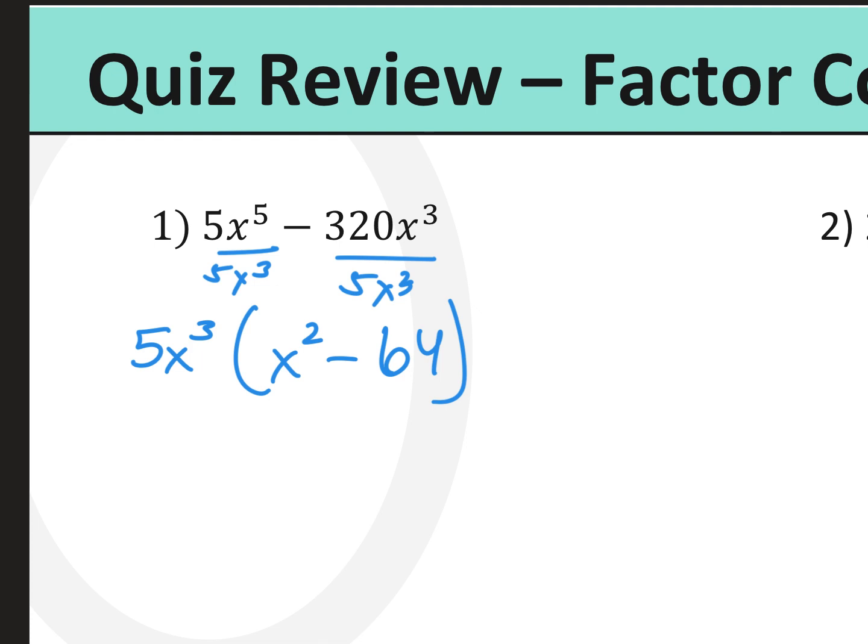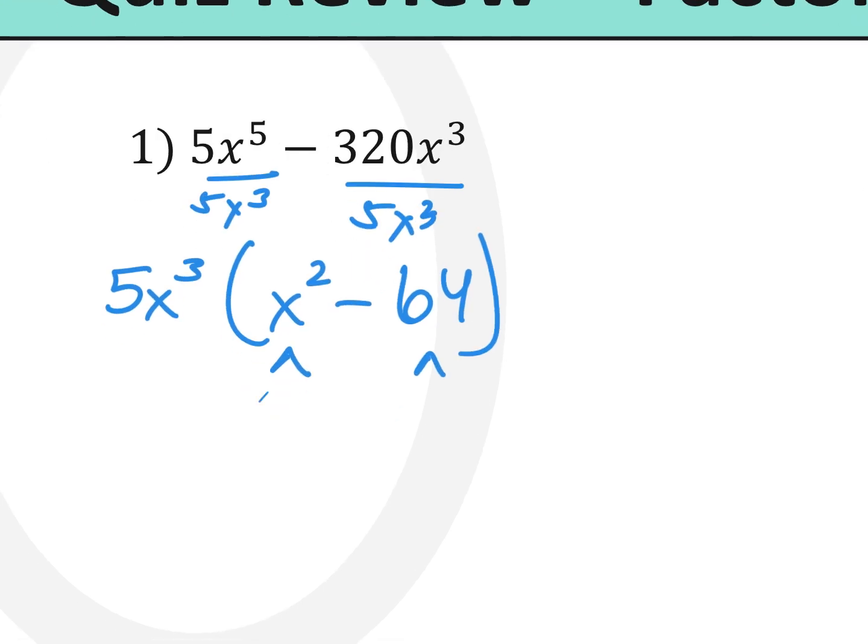All right, so now I say, okay, what do I have left? Can I factor this more? I have two terms. These are the difference of perfect squares. What times what is going to give me x squared? X and x. What times what gives me 64? 8 and 8. Is there a minus sign between these? Yes. So that means it is the difference of perfect squares.